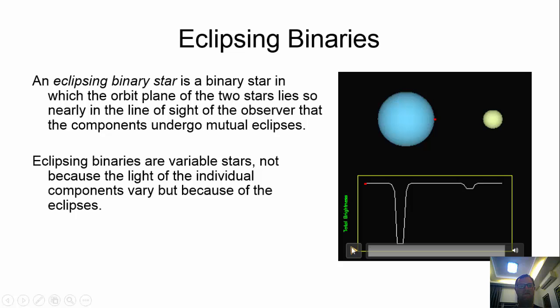What I can see here is, as the small star goes in front of the brighter star, that eclipse causes a reduction in total brightness. And when the small star is eclipsed by the larger, brighter star, there's a small dip in brightness. So eclipsing binaries are seen as variable stars, not because of the light of the individual components varying, but because of this self-eclipsing process. And those are the three types of binary stars.